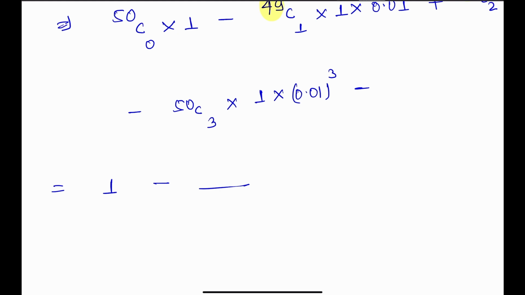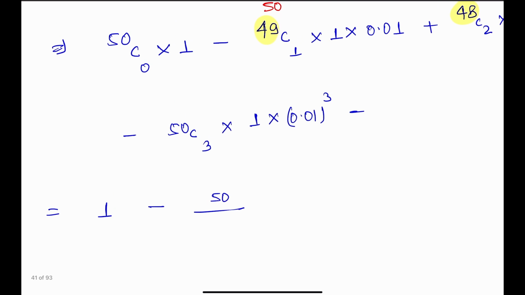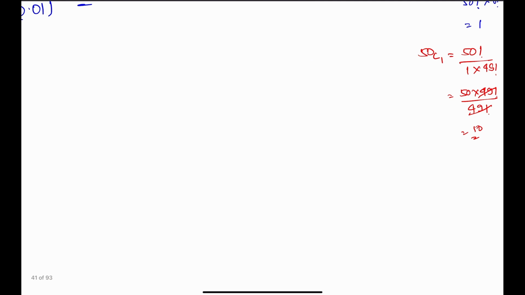So here it will be 50, and then this 0.001 can be written as 100. Then plus 48C2. Similarly, my 48C2 will be how much? 48 factorial upon 2 factorial into, not 48, it will be 50, right? Again making a mistake. 50 factorial, here it will be 48 factorial. So 50 factorial can be written as 50 into 49 into 48 factorial, over 48 factorial into 2 into 1.